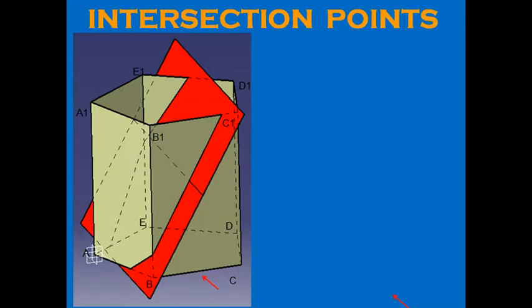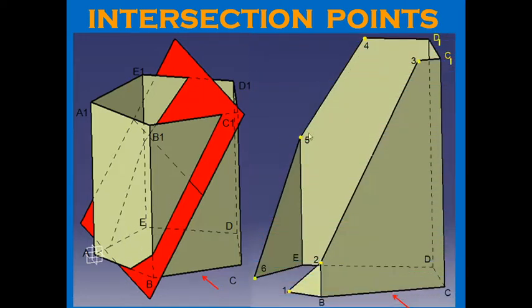So this may not be very clear, but I think this would be clear. Now this red is the section plane and you can see that it is cutting the pentagonal prism at the top face, at the base, and also it may be cutting a few of the vertical edges. So this is a combination of intersection points with the top face, with the base, and with the vertical edges.